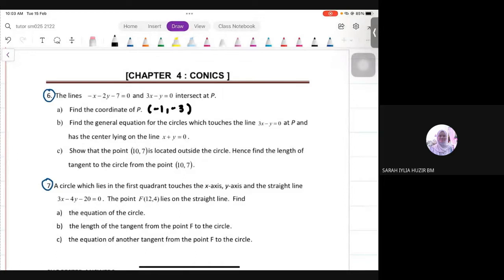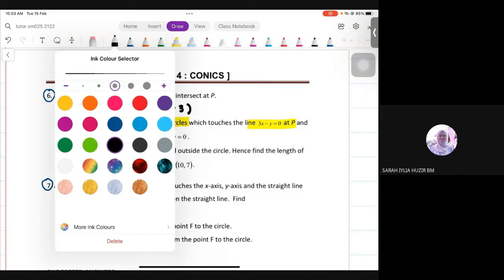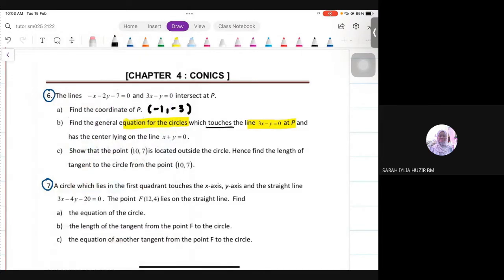Next one, find the general equation of a circle. Equation circle touch the line 3x minus y equal to 0 at P. Dia guna word touch kat situ. So kalau touch je, kita kena tahu ini sebenarnya tangent. And has a center lying on the line. Another one tu. Okay, kalau ada center lalu atas garisan, that line would be a diameter.